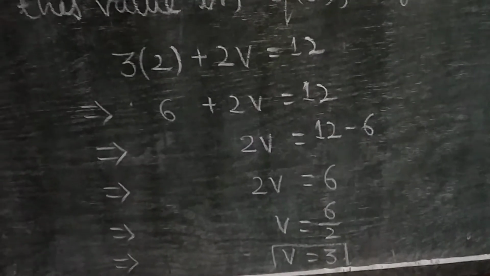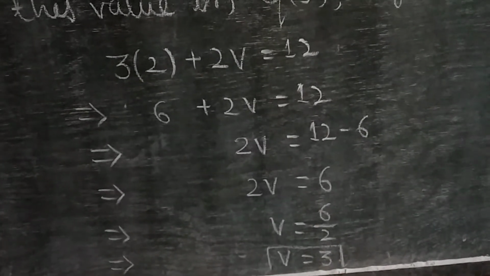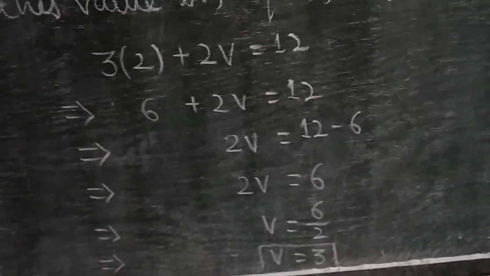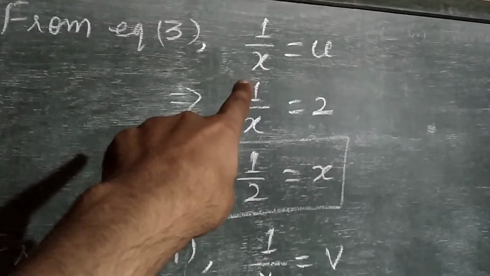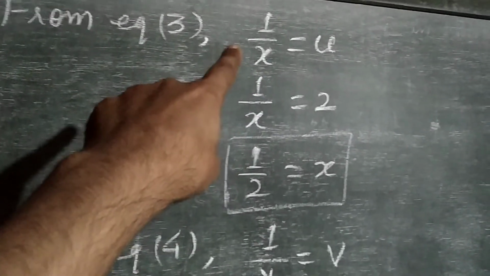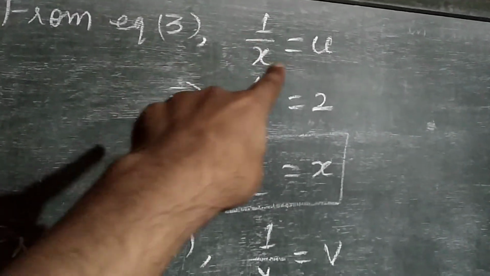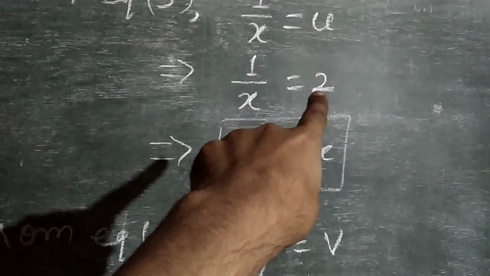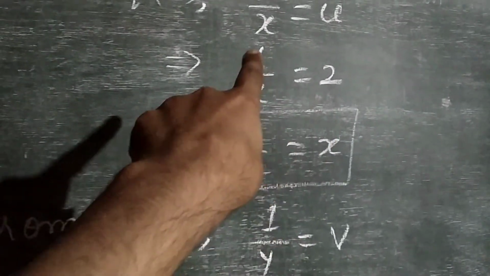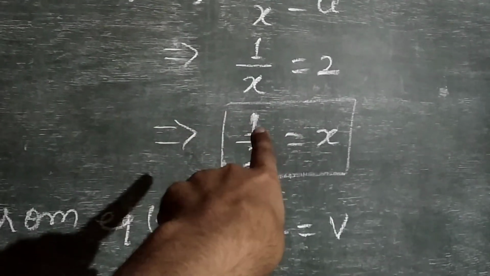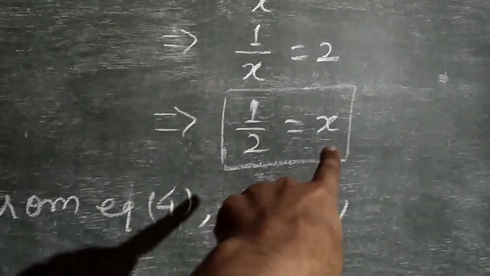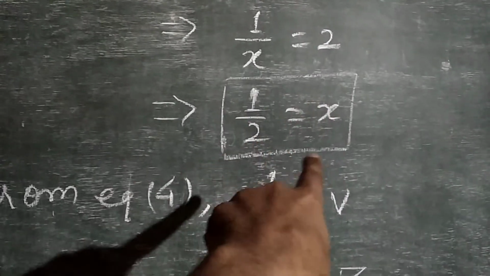So these are the values of u and v, but this is not the solution because the equations are given in terms of x and y. So we have to calculate the value of x and y. For this, we are using the substitution we did in equation 3 and equation 4. From equation 3 we have 1 upon x equal to u, and the value of u is 2. So we get 1 upon x equal to 2. On taking reciprocal, we get 1 upon 2 equal to x. So this is the value of the first variable x.